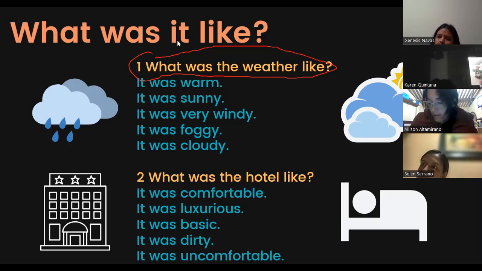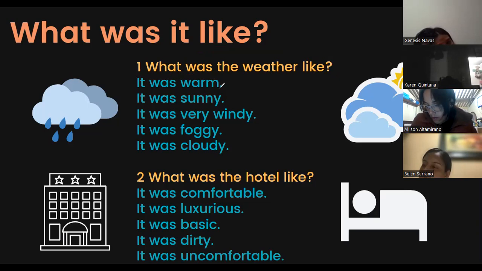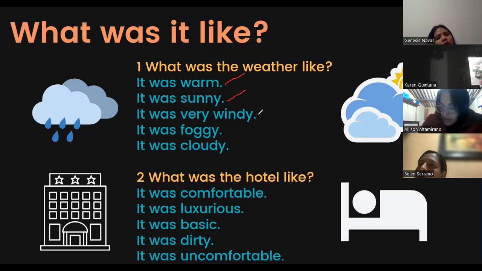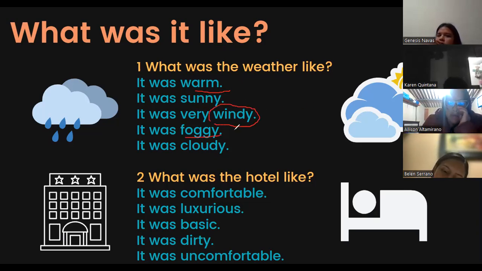Now, and in here we have some options that we can use when we are asked that question. Now, listen and repeat. It was warm. It was sunny. It was very windy. It was foggy. And it was cloudy. Okay. Now, we have warm and sunny. Cuando hace sol, decimos sunny. Cuando está así como que cálido, decimos warm. Windy, cuando hay viento. Foggy, cuando hay neblina, that is foggy. Y cloudy, cuando está nublado.